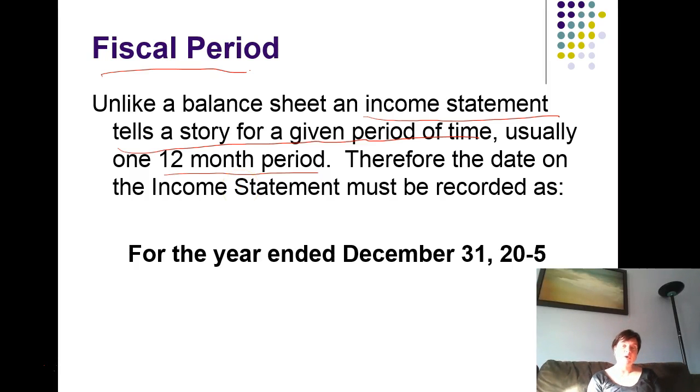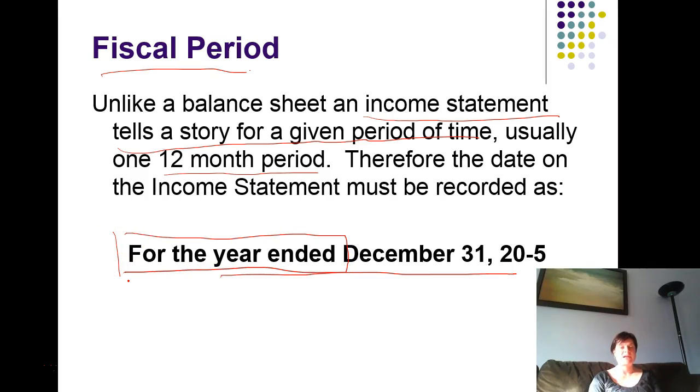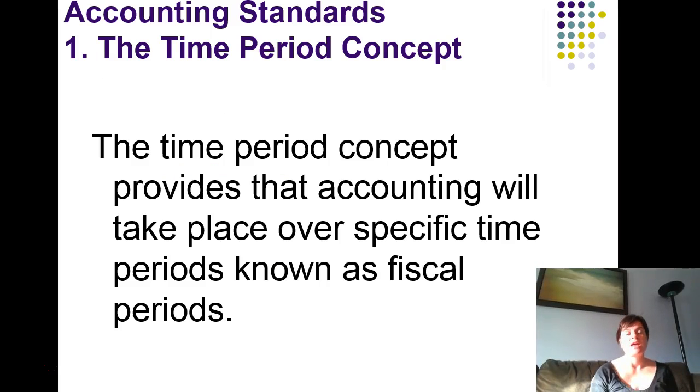So when we're recording the fiscal period, or the when of the date of our income statement, we need to record it for the year ended December 31st. Now we're going to add this part on all of our titles for our income statement. So when we're writing in the date, we're going to say for month ended, or for year ended, or for quarter ended, and so on.